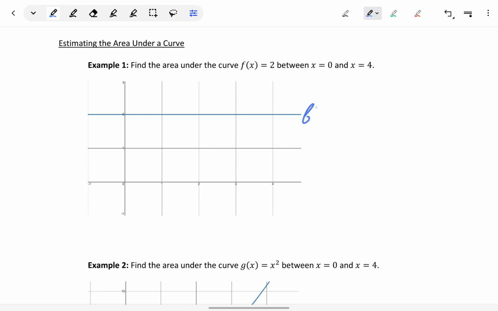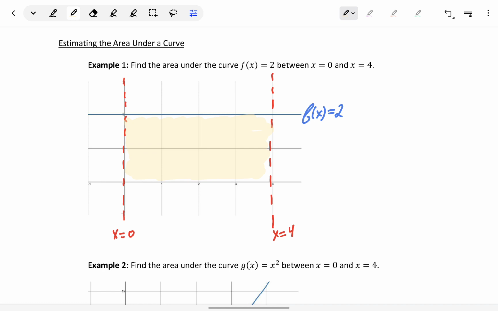First, we want to look at the idea of estimating the area under a curve. What we have graphed here is a function f of x equal to 2, and we want to find the area under this curve between x equals 0 and x equals 4. So we can draw in a couple of boundary lines, one at x equals 0, one at x equals 4, and we can highlight the region that we're trying to calculate the area of, which is the area bounded between this curve and the x-axis.